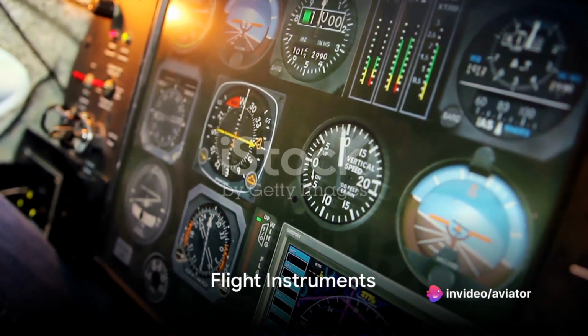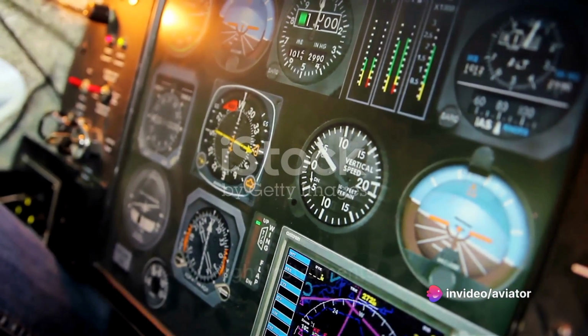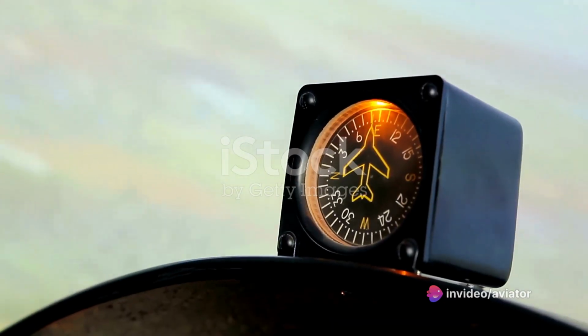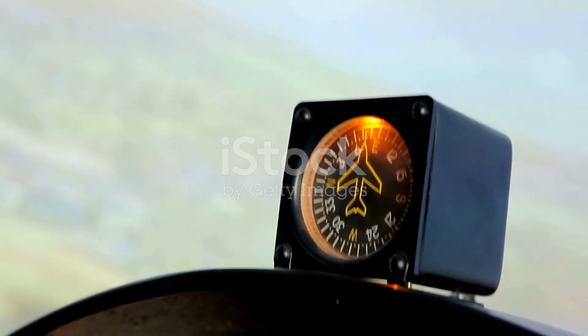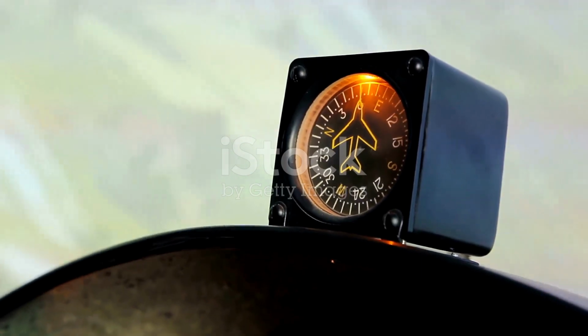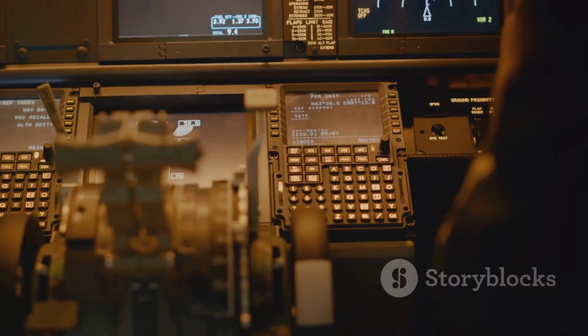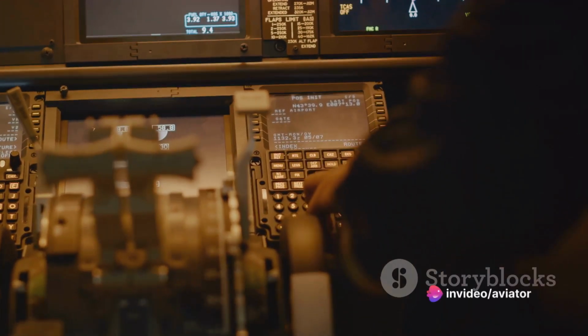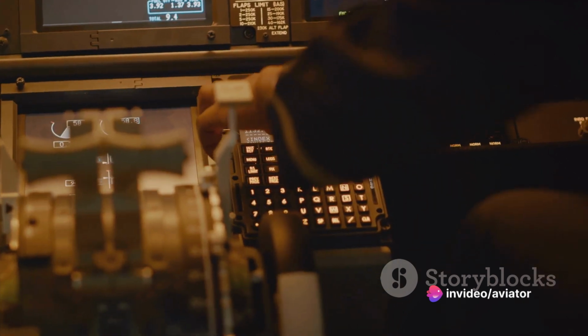Flying is not just about power and control, it's also about precision and navigation. In the complex world of aviation, pilots rely heavily on an array of instruments that provide vital information during flight. These flight instruments play a crucial role in ensuring safe navigation and control of the aircraft.